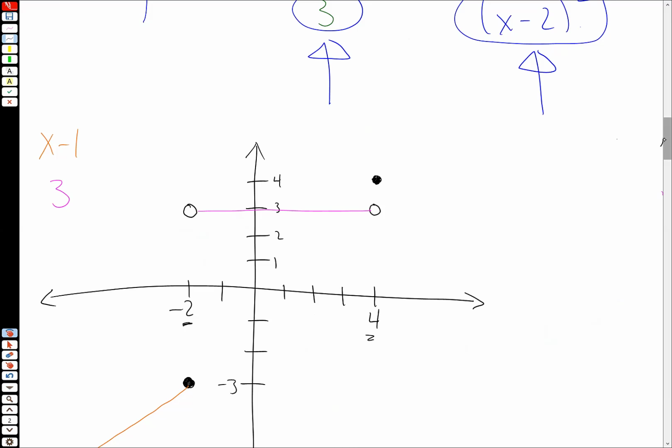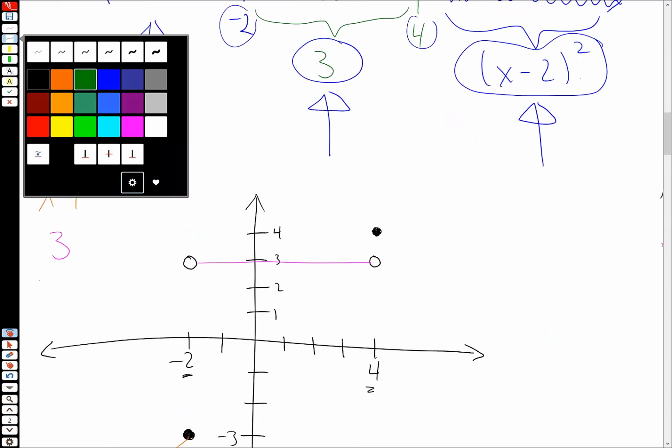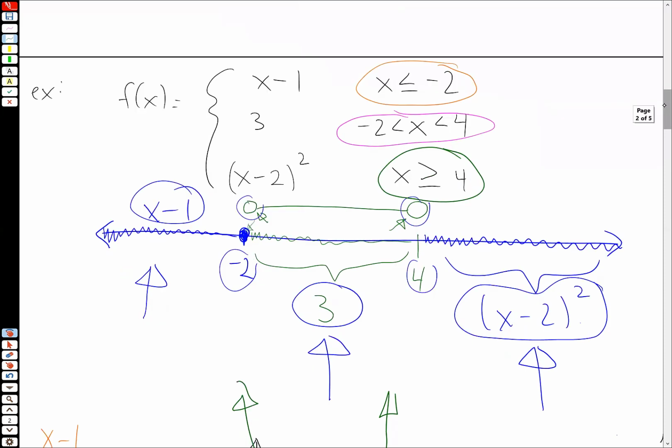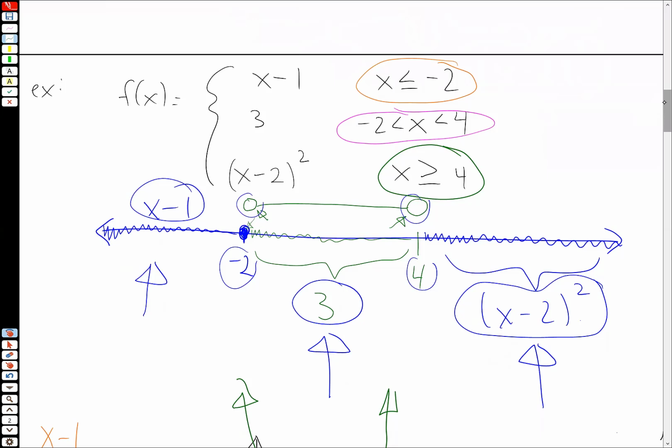And then lastly, we'll do this in green, our function x minus 2 squared. Hopefully you guys remember your transformations. This is the transformation of the function x squared. But since we have that minus 2 next to our input, we're going to the right 2. So this function normally looks like this. Now again, do we want this whole function? No, and as you guys can see, this would fail the vertical line test. We only want this function when x is greater than or equal to 4.